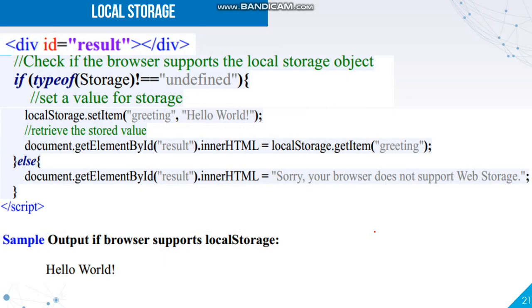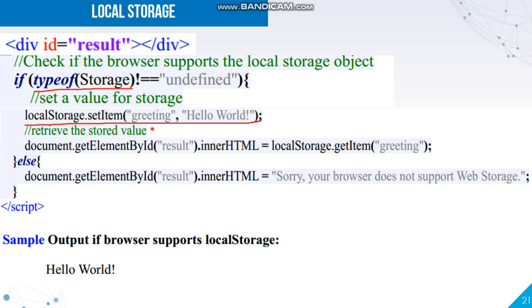Okay, so let's say, for example, we want to implement local storage. So we have here, if type of storage, just follow this syntax, is not undefined, it means there is already data. We just need to set it. Type of storage is not undefined, so we can set a value for that.